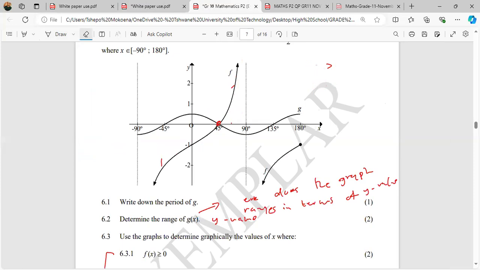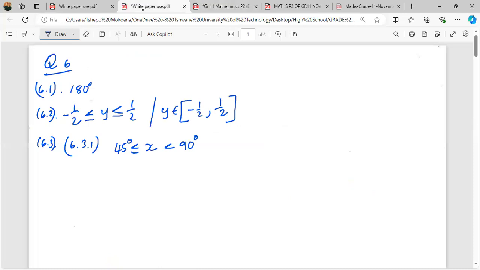Let me erase this first. Our graph won't really touch an asymptote. We're just approaching it, we're not going to touch it. So it's between here and there, where this graph is greater than or equal to 0. And then we want the x value. So the x value is going to be between 45 and 90 degrees. So that's the answer for that.